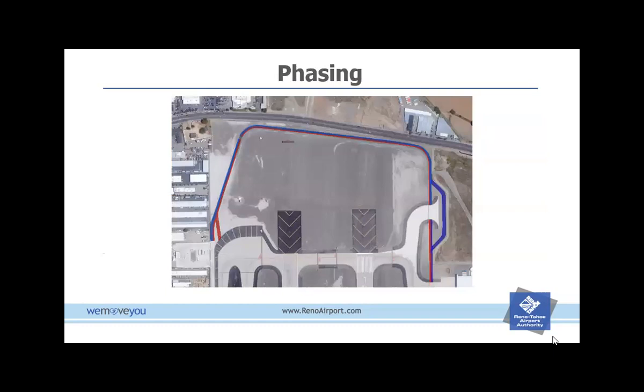Phasing, we'll be doing 1 lane at a time. Should be minimal impact to the tenants. This is probably the heaviest impacted area, as it is our main thoroughfare from the east side of the airfield to the west side.